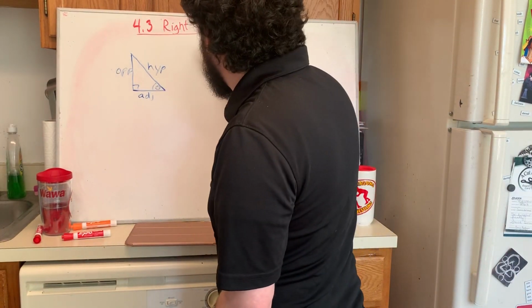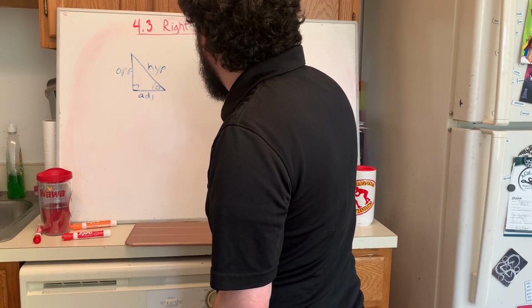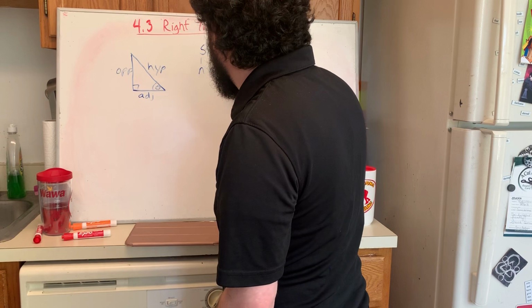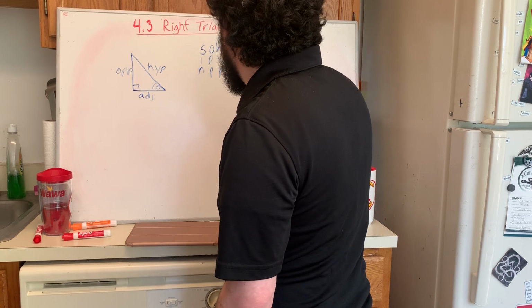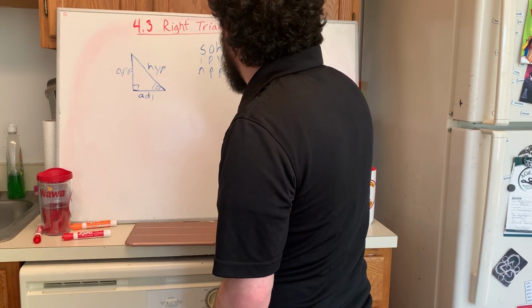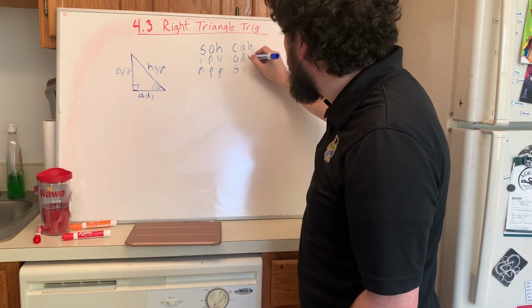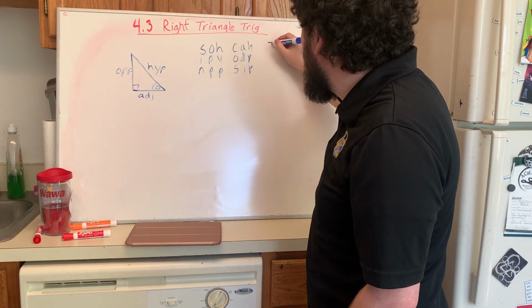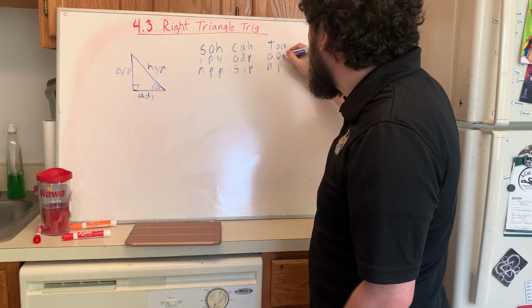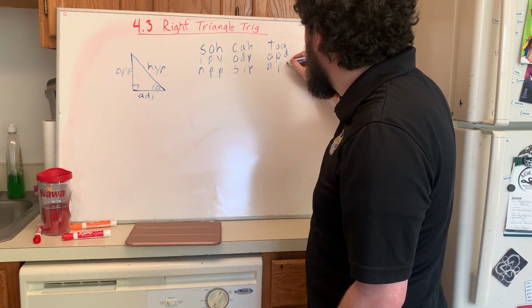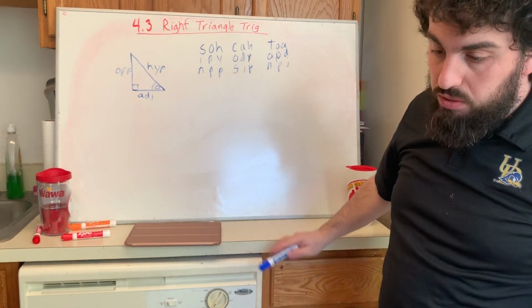So this gives me the idea of SOHCAHTOA. So sine is opposite over hypotenuse. Cosine is adjacent over hypotenuse. And then TOA stands for tangent is opposite over adjacent. So that's the general idea with SOHCAHTOA.